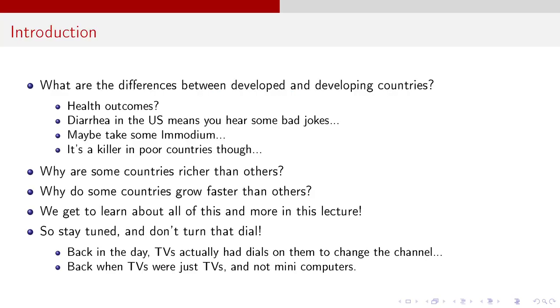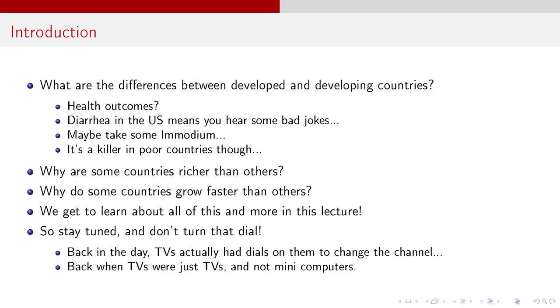What are the differences between developed and developing countries? Well, health outcomes could be a big one, right? In the U.S., diarrhea gets you a couple of bad jokes thrown your way. Maybe people complain about the way that you smell. You take some Imodium, you clear that right up, pun intended. But in poor countries, that will kill you, pun intended.